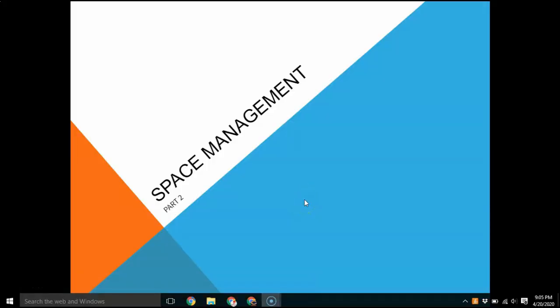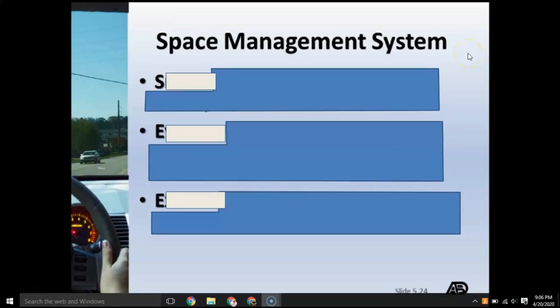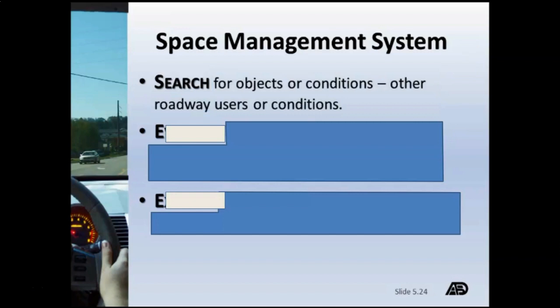We're going to pick up part two of space management, and we're going to talk about the space management system with the acronym of SEE. S-E-E. What would you guess that S stands for? S stands for search. And what does it mean to search? You're searching for objects or conditions, other roadway users or conditions.